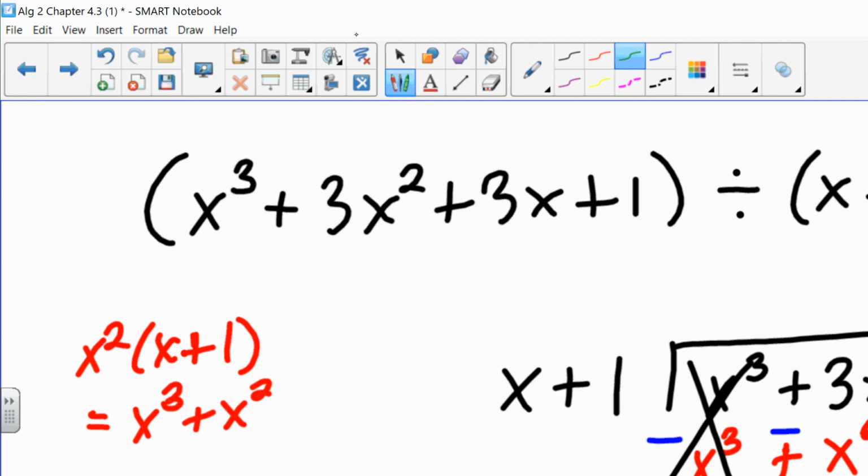What would we do next? Drop down the 3x. Okay. All right. Should have done that in purple. Forgot I'd already used green for something else. So what do you think we'll do next?